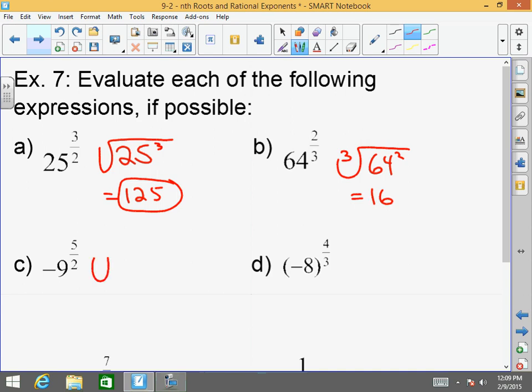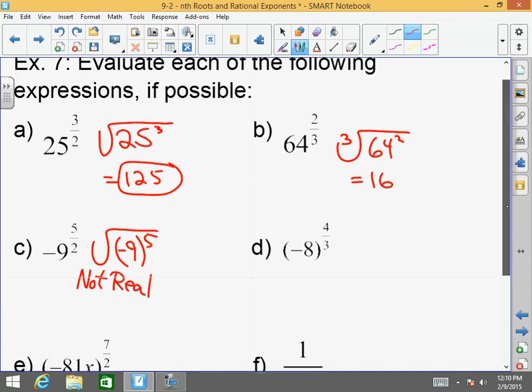The square root of negative 9 to the 5th power. This will not be a real number. This is not real. Because when I multiply negative 9 times itself 5 times, it's still going to be negative. So that will not work.